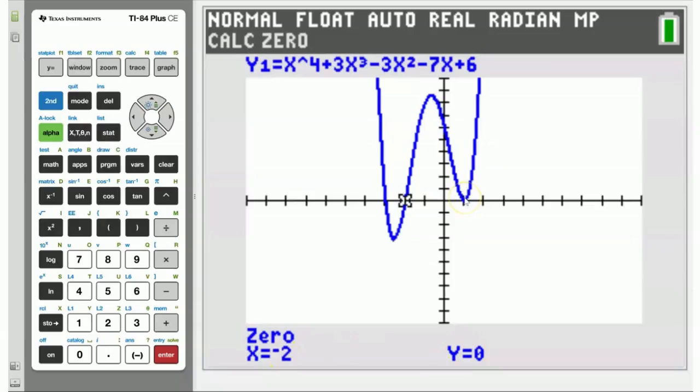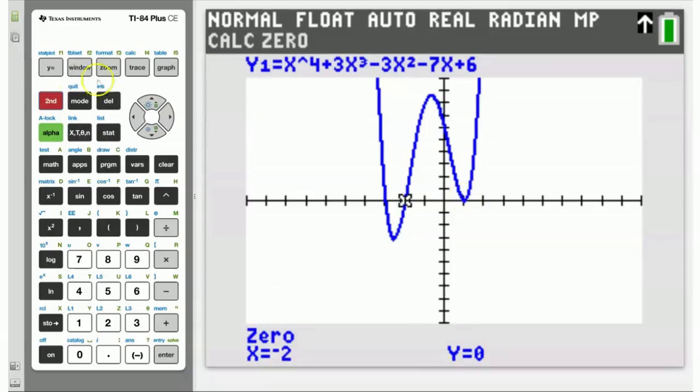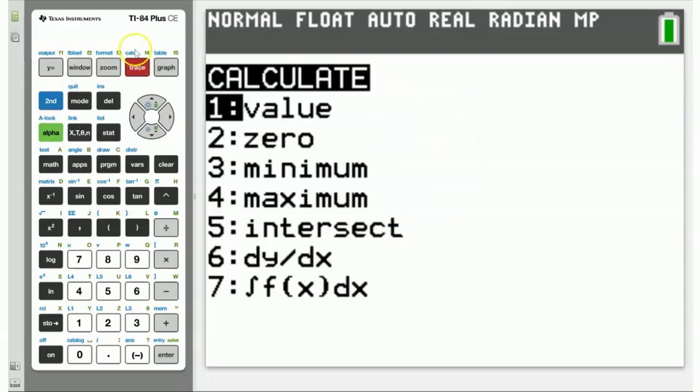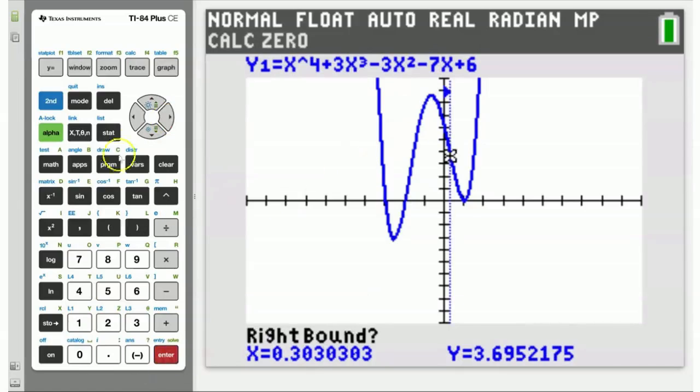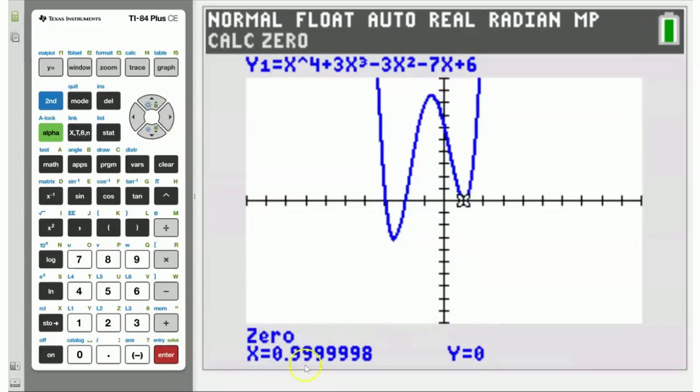Now we got to find that dude. So second trace, go to 0, number 2. All right, so let me get a little closer. All right, I'm to the left of that point, hit enter. Then go to the right of that point, hit enter. Guess, yeah, enter. And there we go.